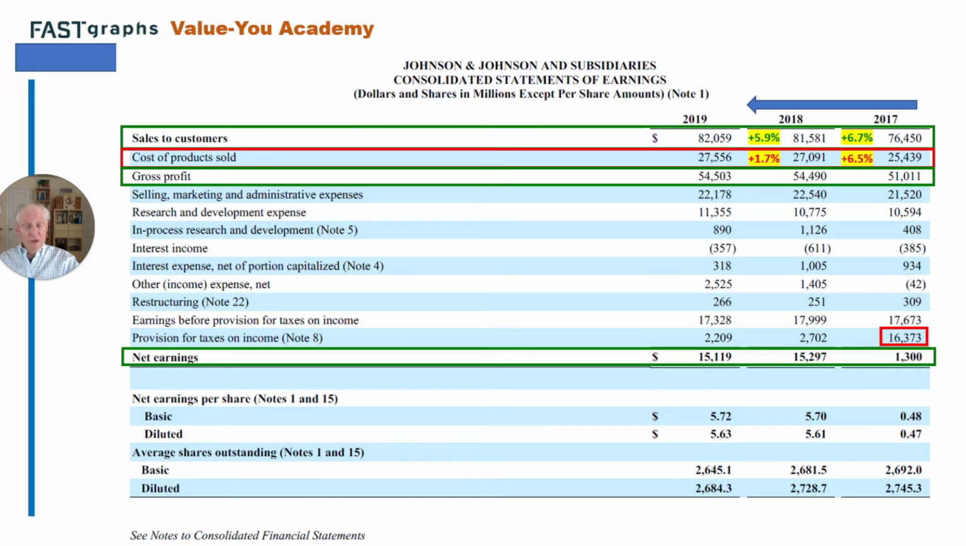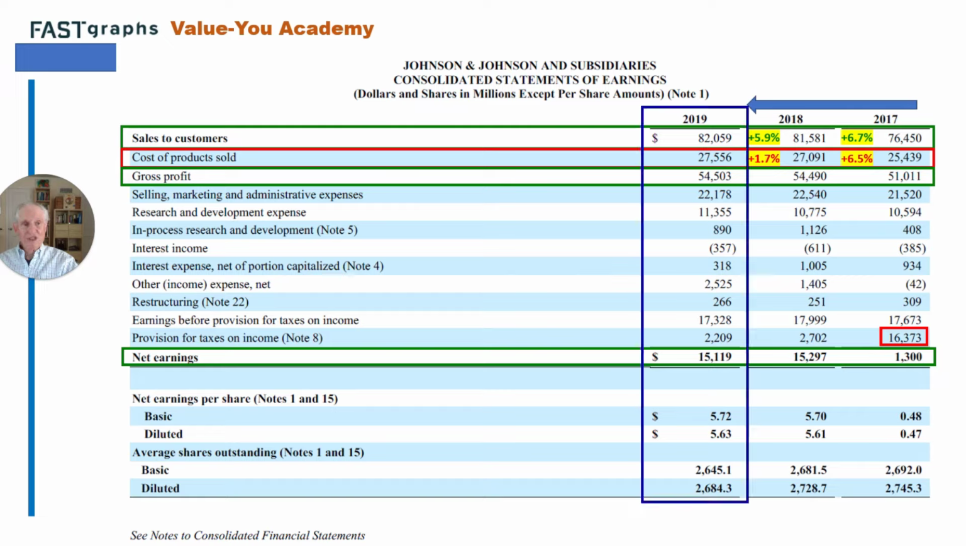The diluted earnings, that is a number that takes into consideration stock options. If a company has stock options, the number of shares go up. You can see from 2,645 to 2,684. More shares into 15,119 brings down the earnings per share diluted to 5.63. So these are key numbers in business, in finance, and affect stock prices. All right, so let's look at 2019 and go through that particular fiscal year.